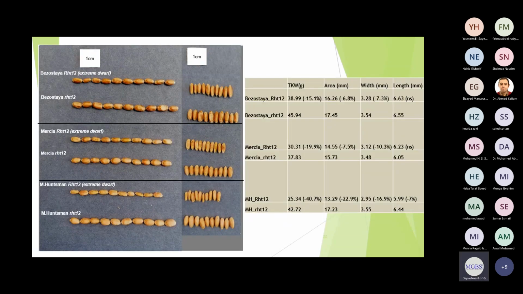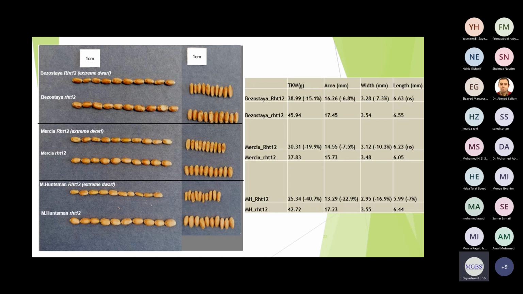Also, the same trend was detected for the extreme dwarf RHT12 compared to the tall allele in the 3 genotypes evaluated. Reductions of up to 15% were reported for thousand kernel weight in this genotype, but up to 41% in Maris Huntsman due to the effect of the extreme dwarf allele, which also affects the kernel area and the kernel width.